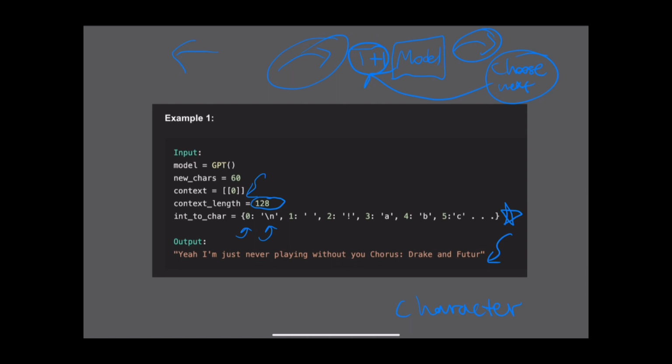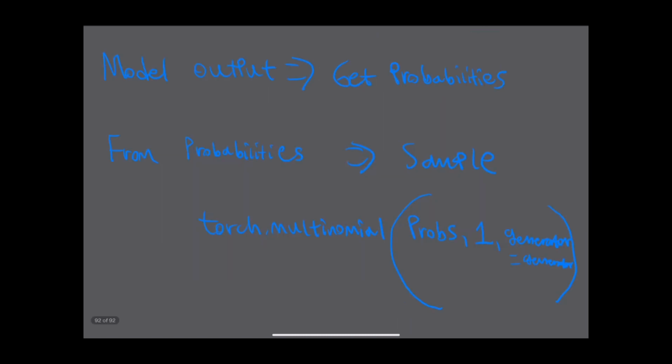I went ahead and ran this model. So I used the solution code for this problem and used your GPT class that you wrote in the previous problems. And this is the output I got for only 60 characters. So you can count this. This is 60 characters. And we can see that it's something that actually resembles like Drake lyrics. So that's pretty cool. So now let's jump into how it works.